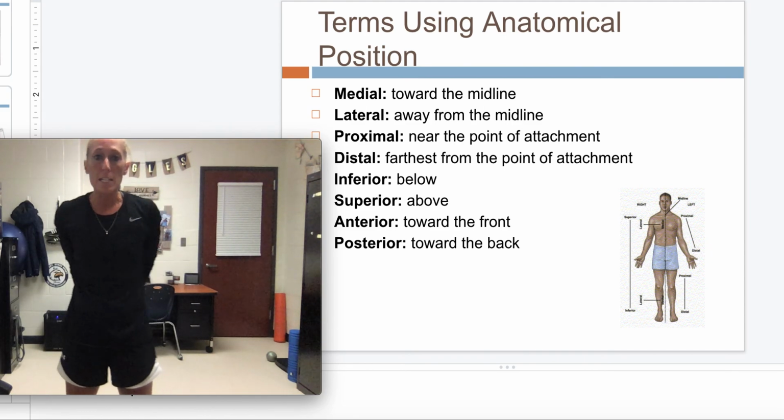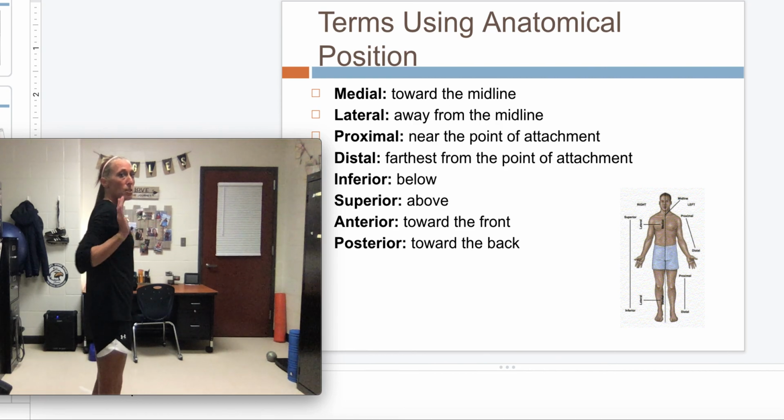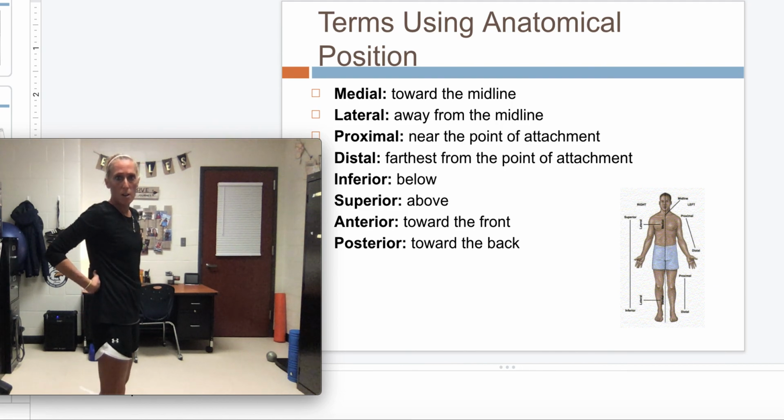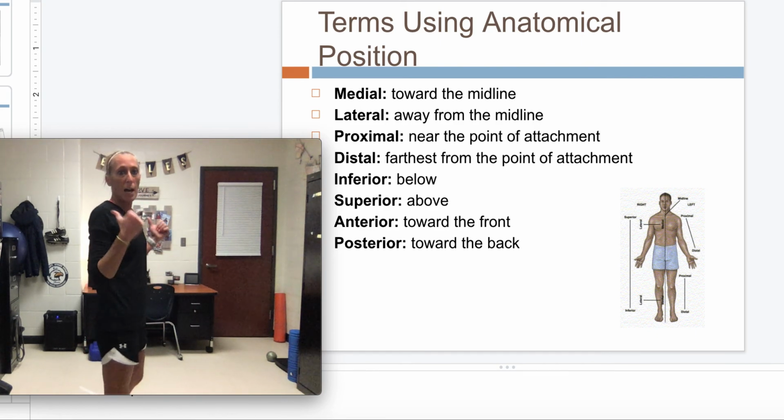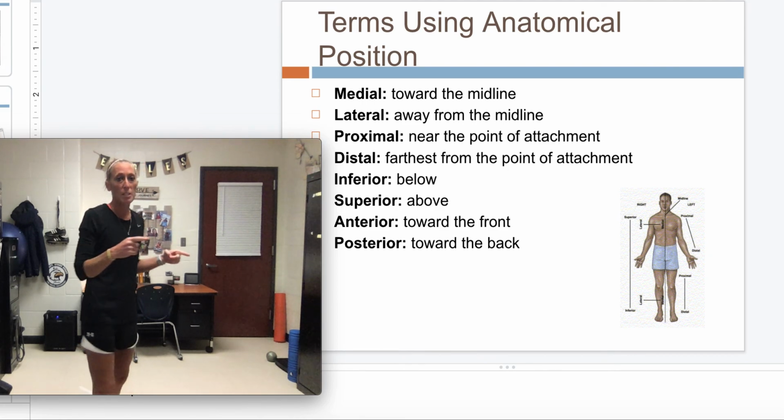The last ones are anterior and posterior. Anything towards the front of the body is called anterior. My anterior knee is the front of my knee. The posterior, you guys heard Coach Jones talk about your posterior chain when you're in weightlifting class. But the posterior is the back portion of your body. So anything towards the back is posterior, anything towards the front is anterior.